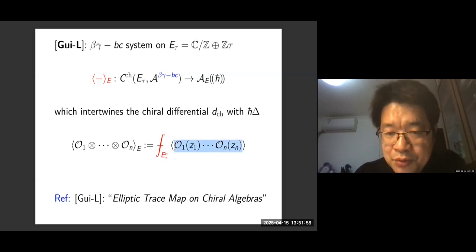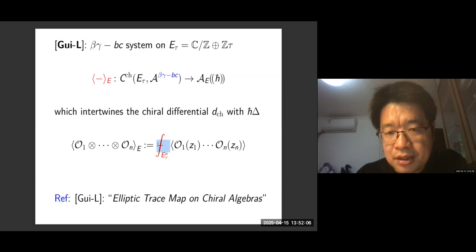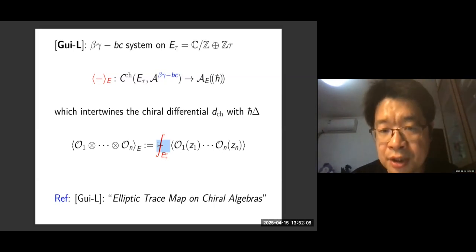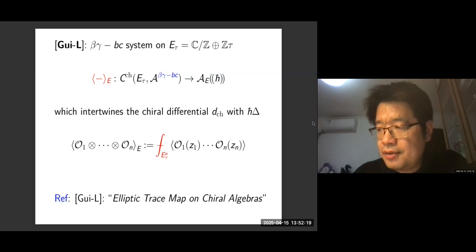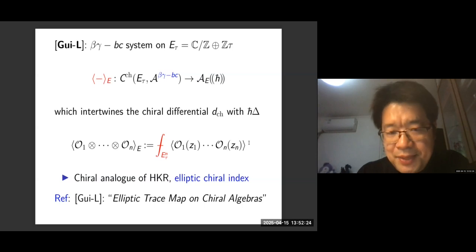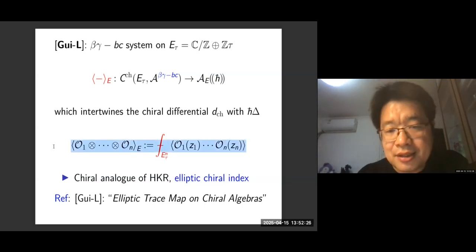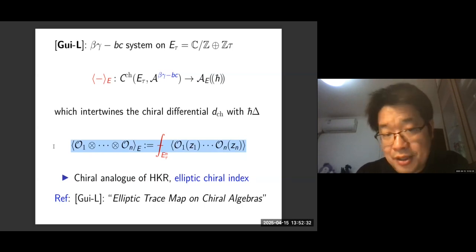But because it's singular, we have to define this integration in a careful way. This was done in my work with my colleague Jazo. We call this the regularized integral. It's basically a version of a Cauchy principal value in complex analysis. With the help of this map, this leads to a Kaya version, a Kaya analog of the HKR map. And it's also a quasi-isomorphism.